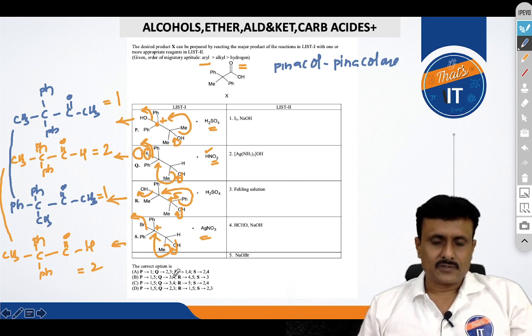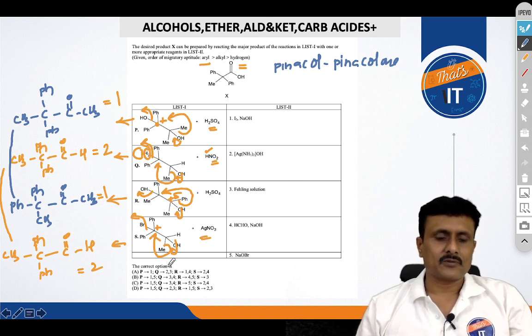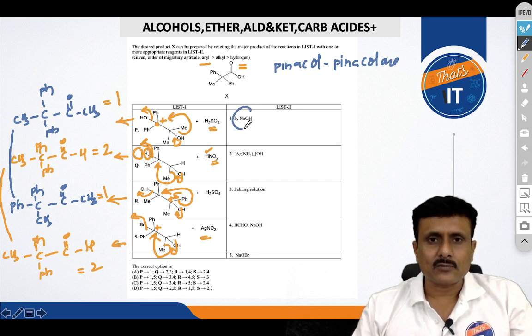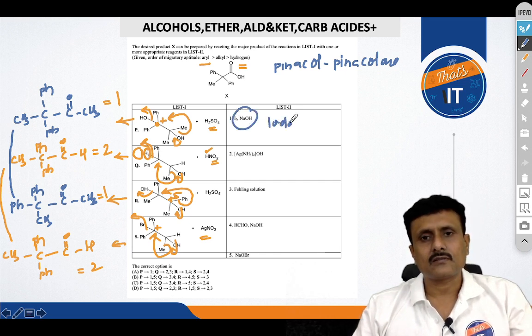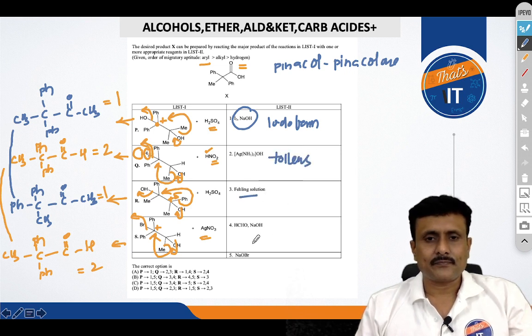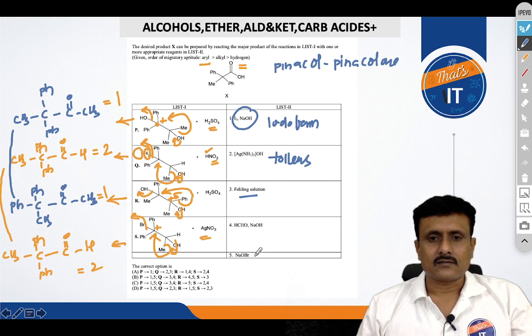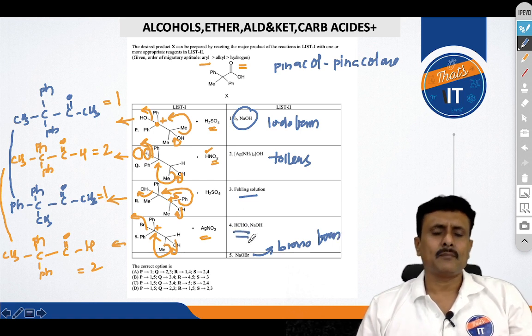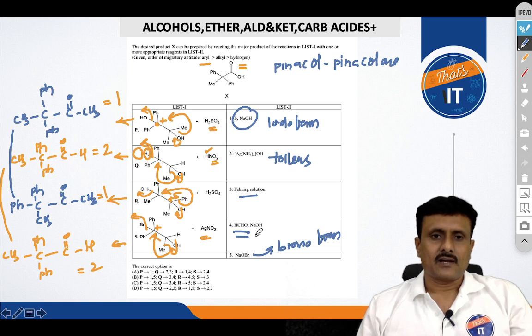So your option should match to that. You can see clearly that when you take this product, I2 NaOH is the iodoform reagent and this is Tollens. This is anyway given as Fehling. Then this is also bromoform. I'll just see what it is. Maybe it is crossed aldol condensation. Alright, now let's see the options.